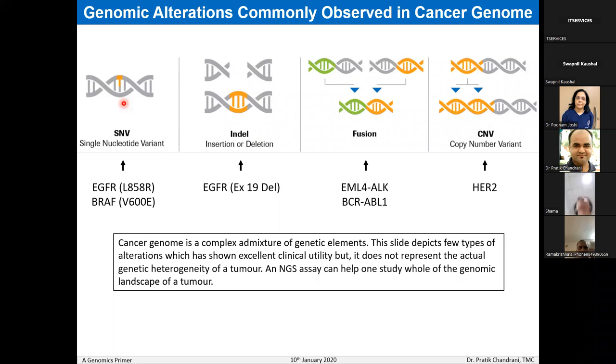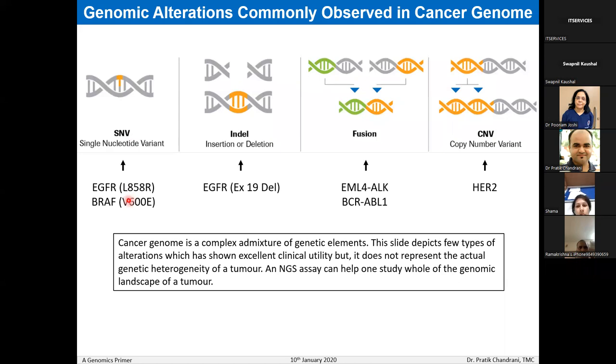But here I'm showing you the four most common and most clinically applicable alterations, which are already in clinical practice. One type of alteration is called single nucleotide variant, in short SNV. A classical example of SNV is the EGFR L858R mutation in lung cancer or BRAF V600E in melanoma and several other cancers. In this alteration, a single nucleotide is altered at a particular location, and this single nucleotide alteration results in a single amino acid change.